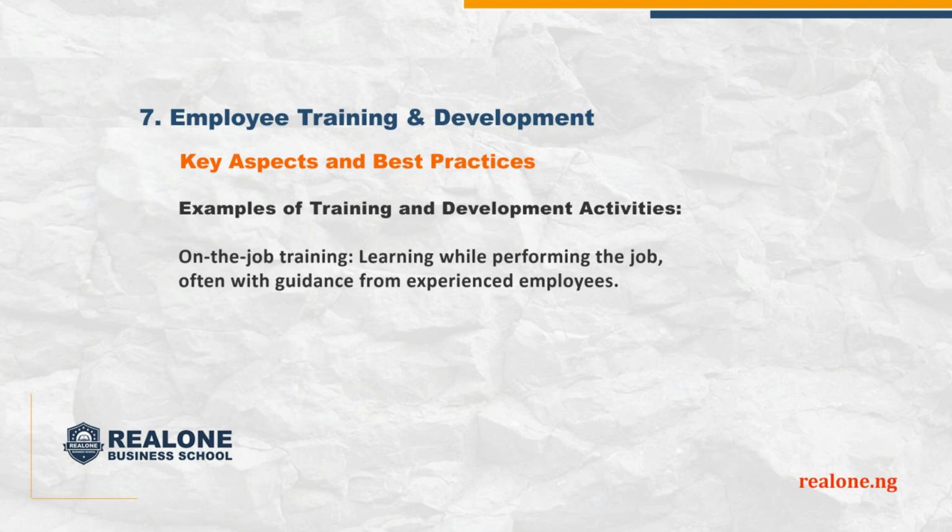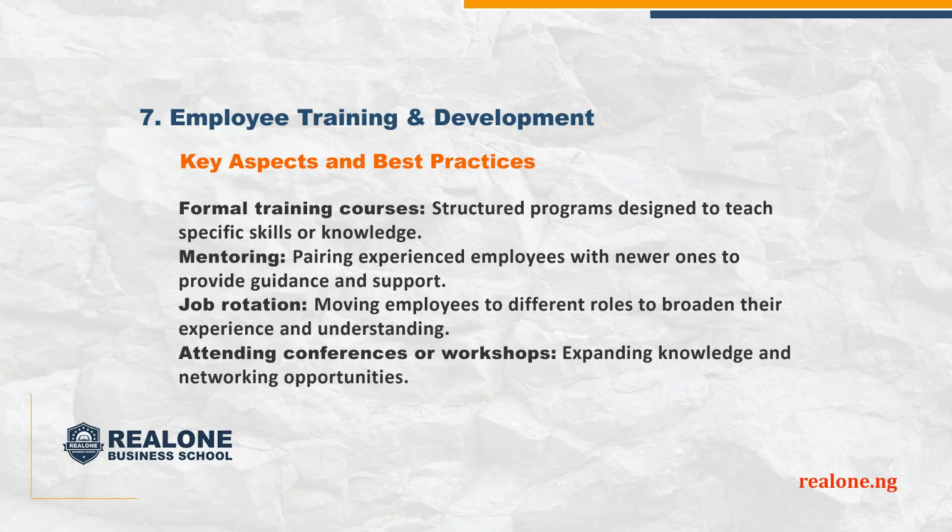Examples of training and development activities include formal training courses. These are structured programs designed to teach specific skills or knowledge. Mentoring, pairing experienced employees with new ones to provide guidance and support. Job rotation, moving employees to different roles to broaden their experience and understanding. Events, attending conferences, workshops, and networking opportunities. This expands knowledge and increases employees' productivity.